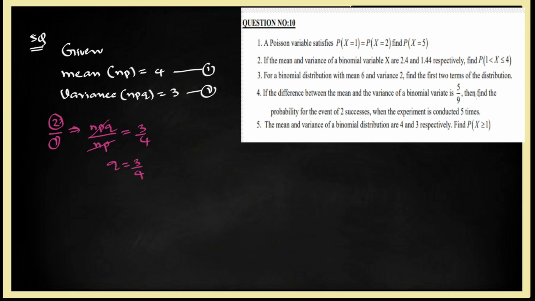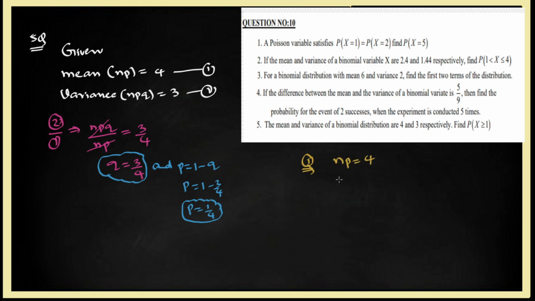If q is 3/4, then p equals 1 minus q. So p equals 1 minus 3/4, which is 4/4 minus 3/4, that is 1/4. So we have q equals 3/4 and p equals 1/4. Next we have to find n. From the first equation we know that np equals 4, so n times the p value 1/4 equals 4. If you cross multiply, n equals 4 fours, which are 16.